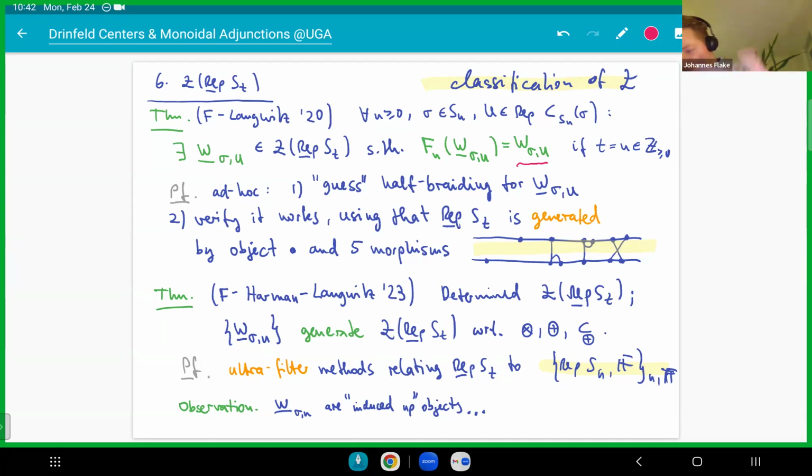But once we had some good candidates, we could prove sufficiently easily that these are indeed objects in the center, just by using that the category is very finitely generated in a certain sense. There is just one generating object, this point, and there are just these 5 morphisms, and all other morphisms are just compositions and possibly tensor products of these generating morphisms. And then later maybe linear combinations and direct sums and direct summands, but that's about it. So this was how this proof worked.